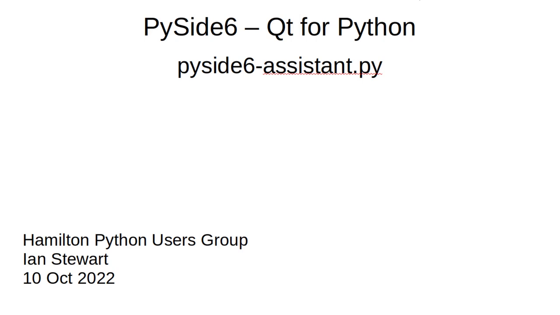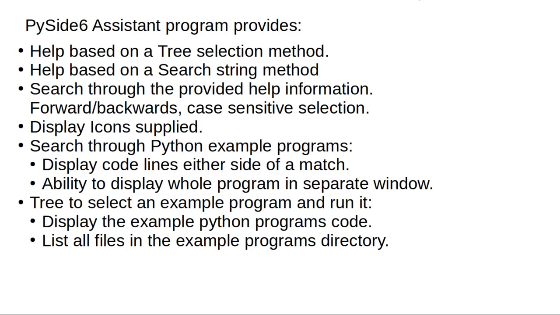My next presentation is a little program that I've written to try and get as much info out of Qt as you can with only a few mouse clicks. I've called it PySide6 Assistant.py. The program provides help based on a tree selection method, plus you also get help on a search string method. And because it could be a lot of data, I provide a way to search through the help forward and backwards, and you can have case sensitive selection.